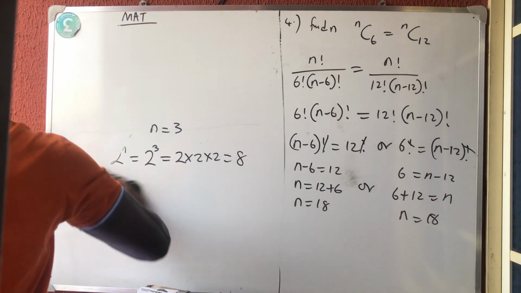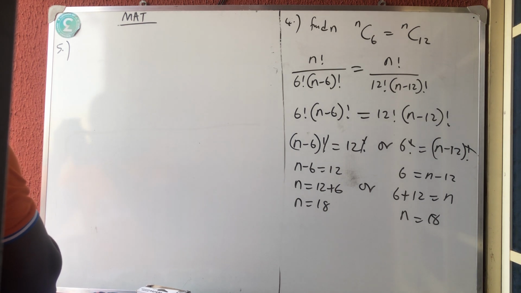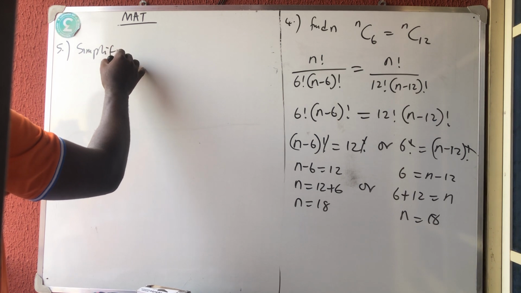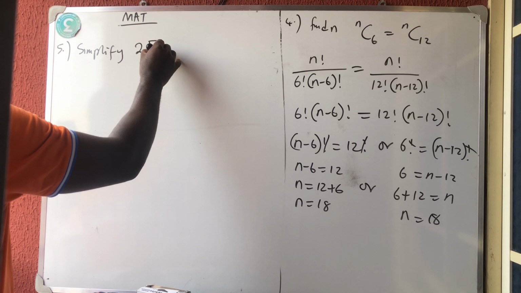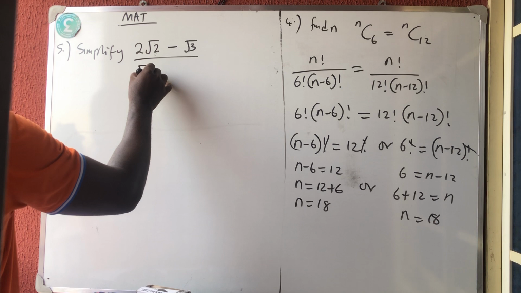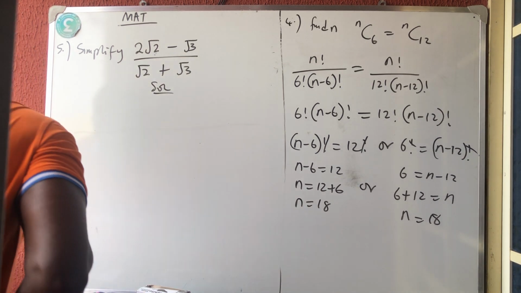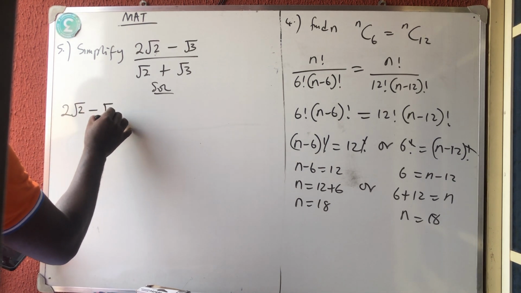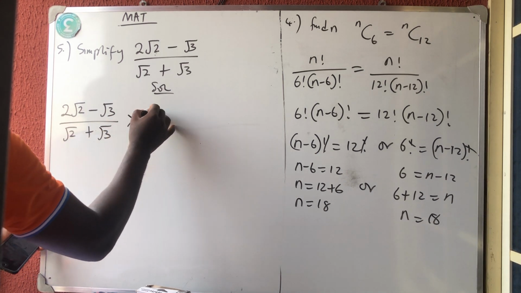Now number 5. Number 5 says that we should simplify 2 root 2 minus root 3 all over root 2 plus root 3. Okay, solution. Now this is simply rationalization of surd. So I'm having 2 root 2 minus root 3 all over root 2 plus root 3 times the conjugate.